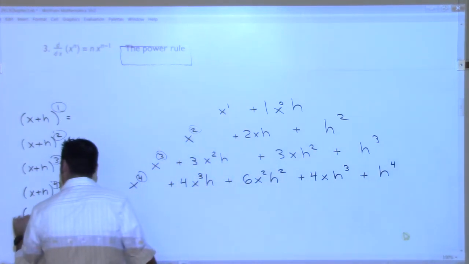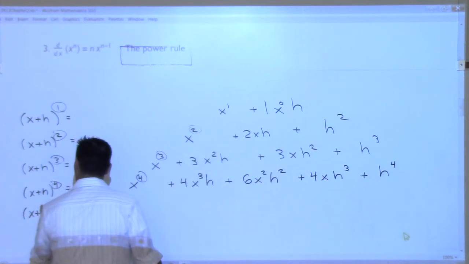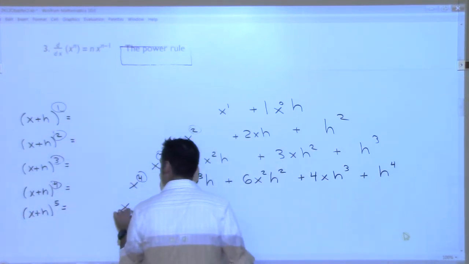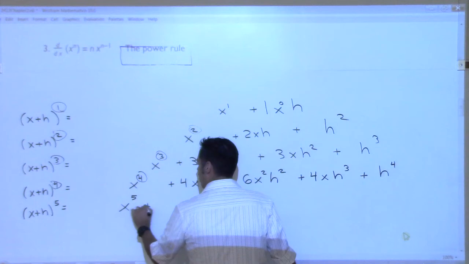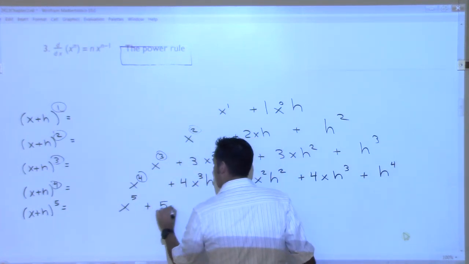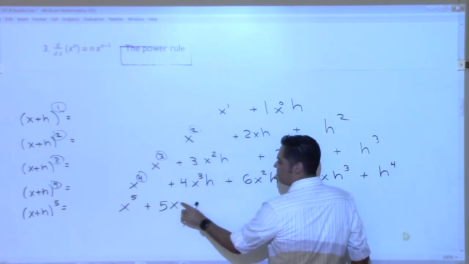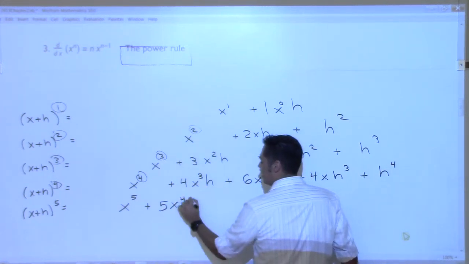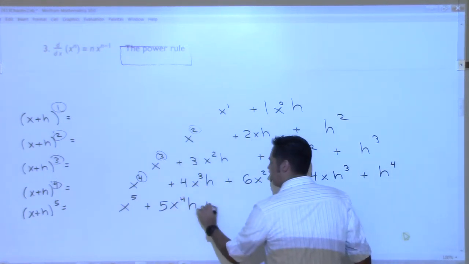Okay, I'm going to do one more of these. And then I'm going to show you something I think is pretty cool. So we know this one should be x to the fifth, right? Plus, and then what about the number in front? 5. And then x, this power should come down, so 4, and then the h stays h, right? But what about the next term?